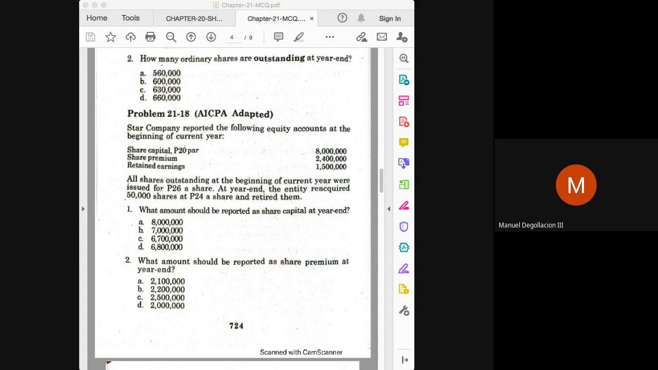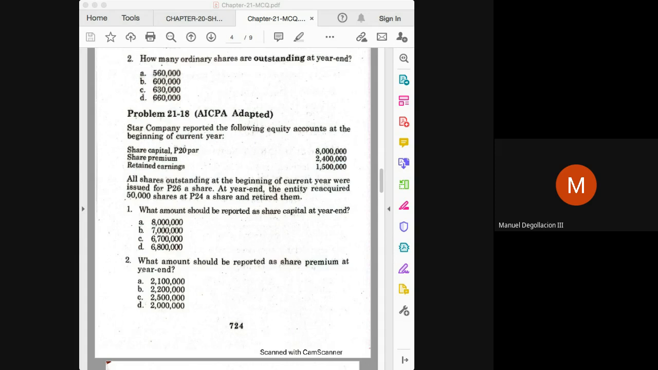Now, what happens if you will retire them? If you retire them, then they will cease to be treasury shares. They will no longer be considered treasury shares because they are going to be retired. But what else will happen? You will have to remove them from your share capital. And not just their par value, but the share premium from its original issuance.